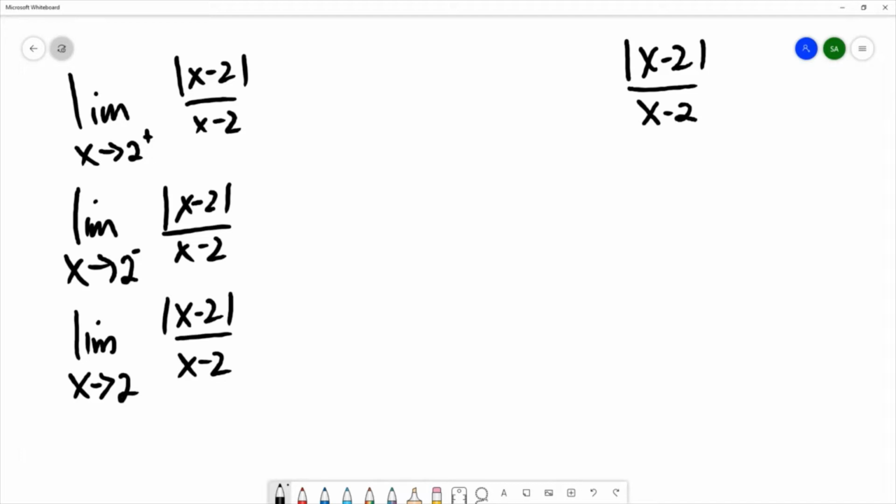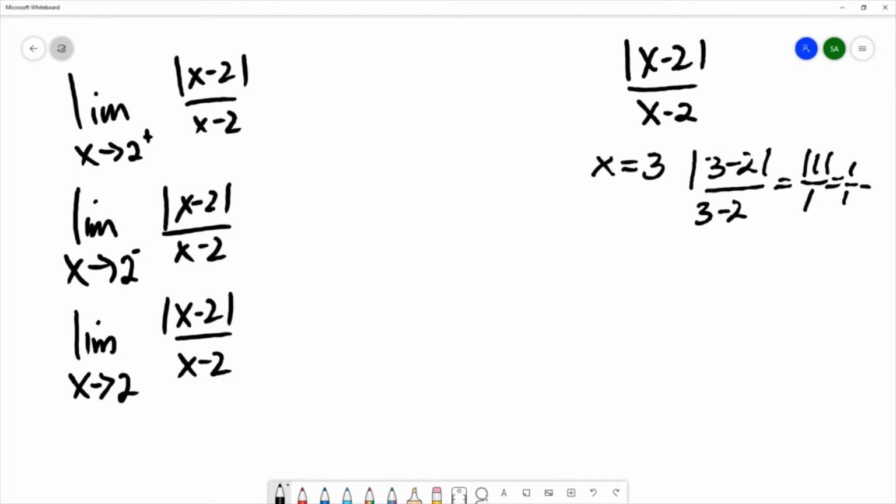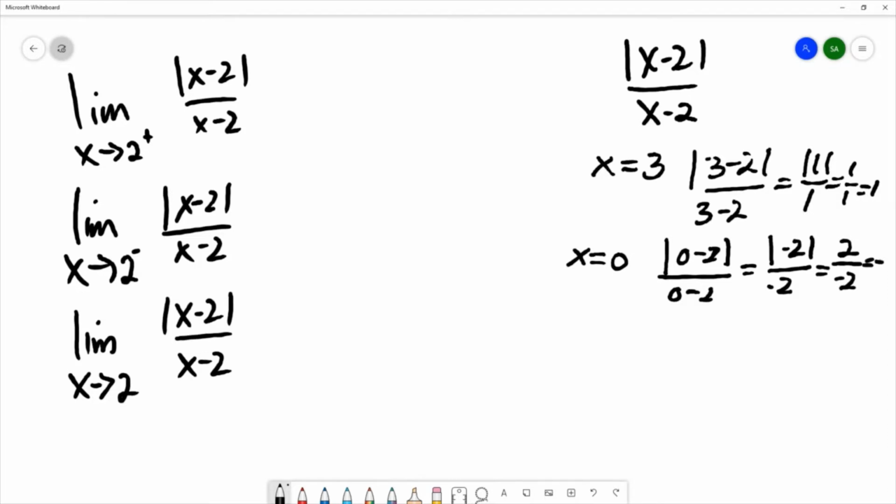So let's test that out to make sure that you're on board with that idea. If I choose a number like 3 and substitute it into this expression, you get the absolute value of 3 minus 2 over 3 minus 2. That's the absolute value of 1 over 1, which is 1. However, if you choose a number like 0, you get the absolute value of 0 minus 2 over 0 minus 2, so the absolute value of negative 2 over negative 2. The absolute value of negative 2 is a positive 2, and a positive 2 over negative 2 is negative 1.